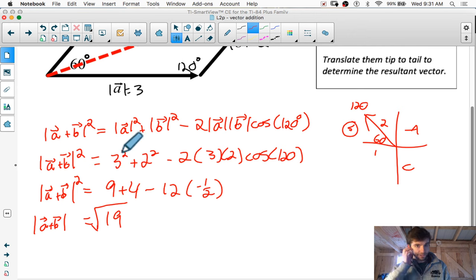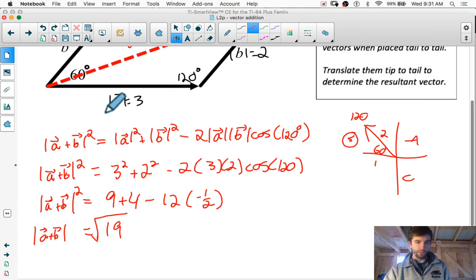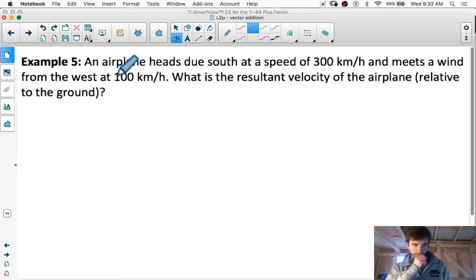So now that we actually had magnitudes of these vectors, now we could actually figure out the magnitude of the resultant vector using the cosine law. And we're going to use cosine law a ton in this chapter, so you'll get super comfortable with this formula. All right, let's move on. We have 2 examples left. Any other questions about that last one while I set up for this one?